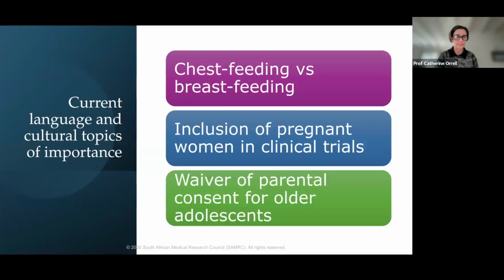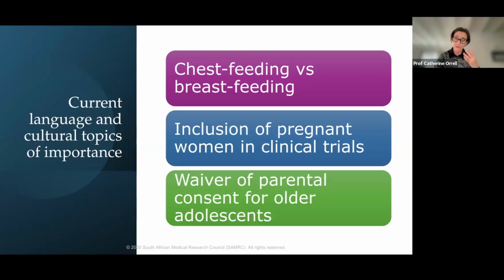Next slide, please. The three current topics, language and cultural topics, that have come up and filtered up so that I've been asked these questions are the concept of chest feeding versus breastfeeding, inclusion of pregnant women in clinical trials, which obviously has cultural significance, and the waiving of parental consent for older adolescents.